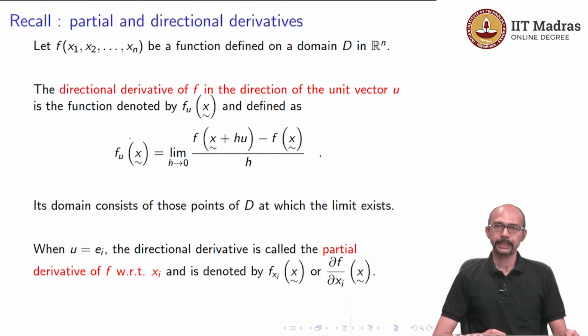In particular, you can take the unit vector u to be E I. These are the standard basis vectors, and when u is E I, then the directional derivative is exactly the partial derivative of f with respect to the ith variable x I, and we have a special notation for it, which is f subscript x I of x tilde or del f del x I. Both are useful in different contexts. Fine. So this is a recall of partial and directional derivatives. We have studied these in previous videos.